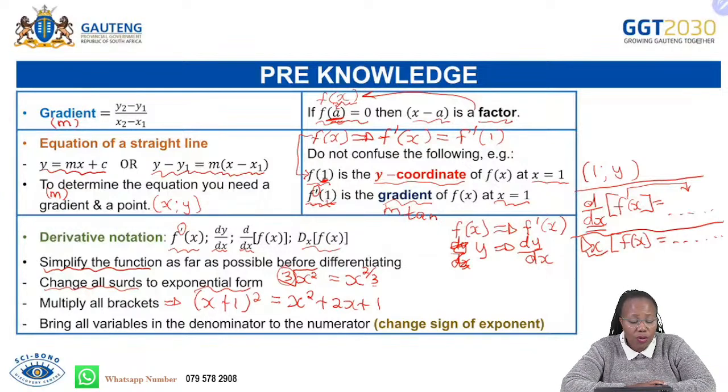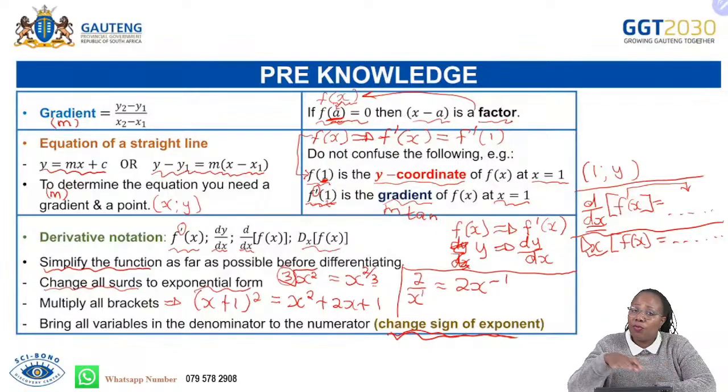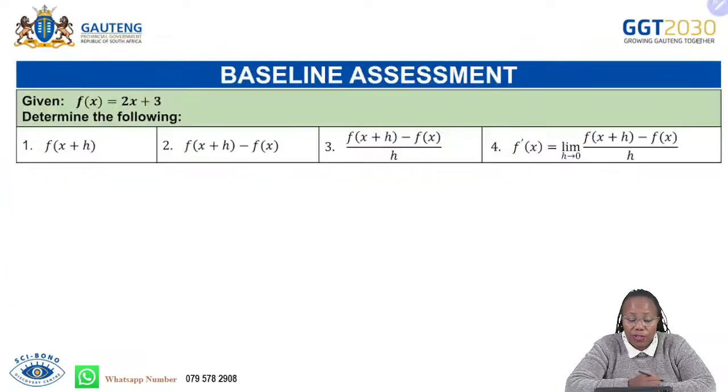And then bring all variables in the denominator to the numerator and then change sign of the exponent. What do we mean about that one, grade 12? We mean now, if we are having maybe 2 over x here, you cannot derive that. You must take the variable in the denominator to the numerator, okay? And remember, it was positive 1, that is why it's changing sign there. That is why we say change sign of exponent as you move your x to the top. All right, great job. So basically, that is what you need to take care of before you start deriving.